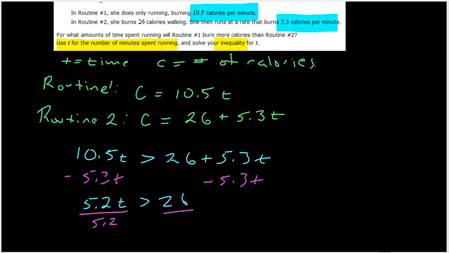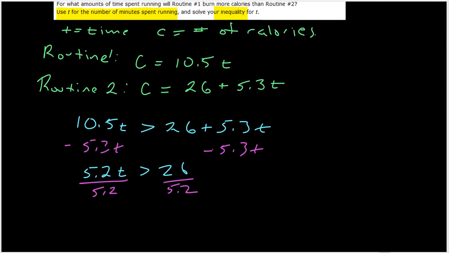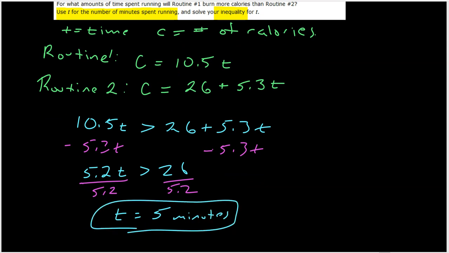Now keep in mind, when you're solving inequalities, if you divide by a negative number, you have to flip the inequality sign. But since 5.2 is positive, we don't have to worry about it. I just wanted to mention that. So in this case, t is greater than 5. So anytime more than 5 minutes, routine 1 is going to burn more calories than routine 2. All right, I hope this helps a little bit with the word problems you'll find in this section. And if not, I can go over some more examples.